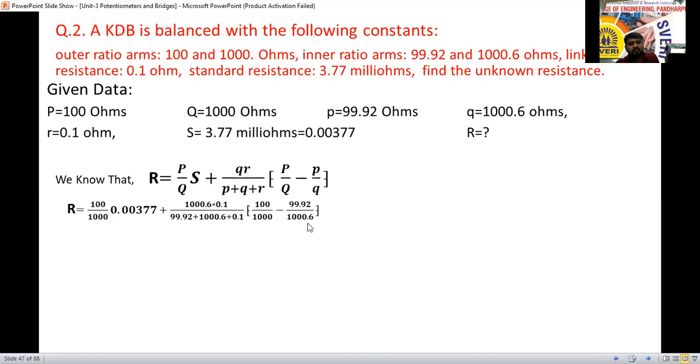I have already substituted this value. I am waiting for your response on the final answer. Any one of you who has already finished, tell the answer. Yes, what is the answer? 3.784 into 10 raised to minus 4. Into 10 to the power of minus 4, minus 5.